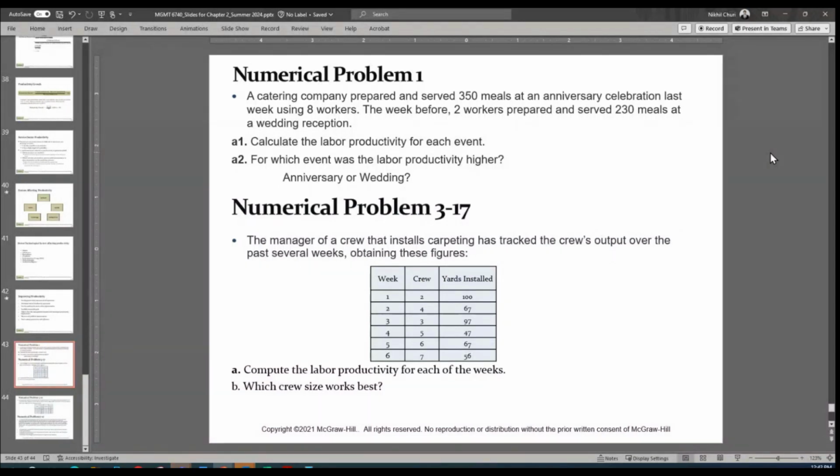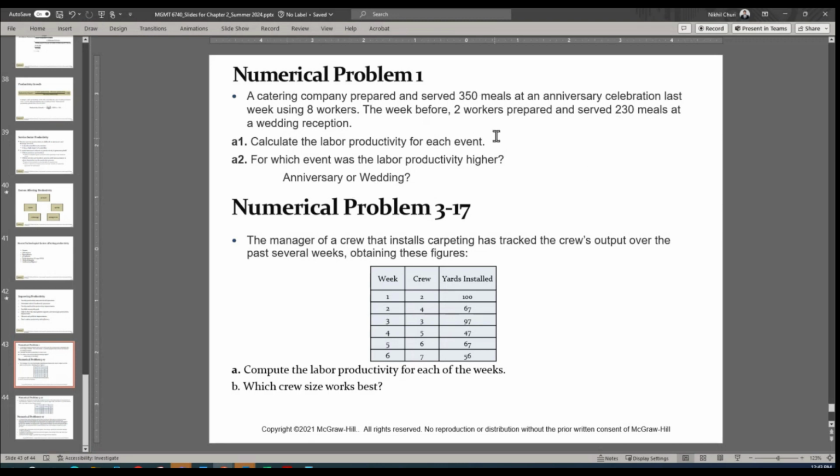A catering company prepared and served 350 meals at an anniversary celebration last week using 8 workers. The week before, 2 workers prepared and served 230 meals at a wedding reception. The questions asked are: first, calculate the labor productivity for each event. Second, for which event was the labor productivity higher, the anniversary or the wedding?